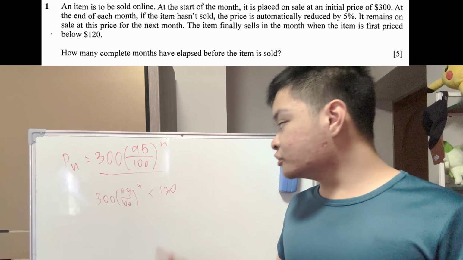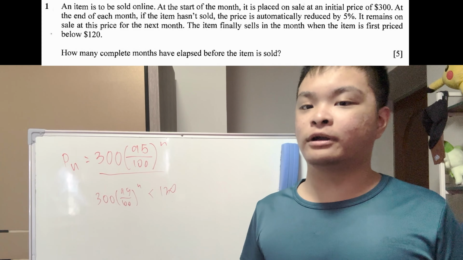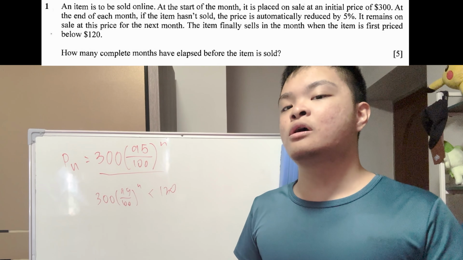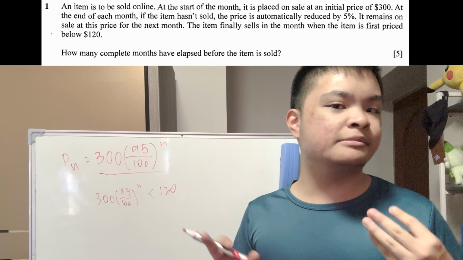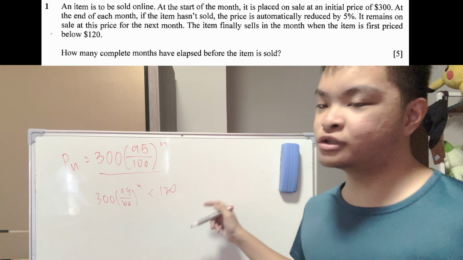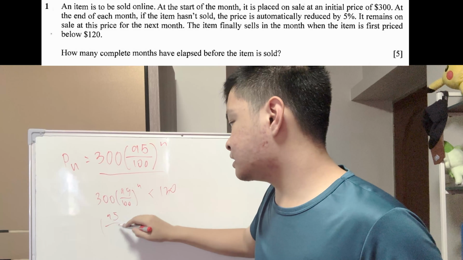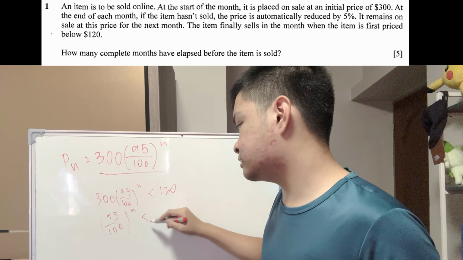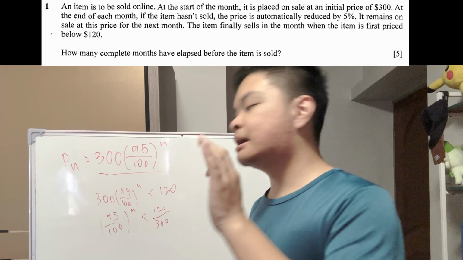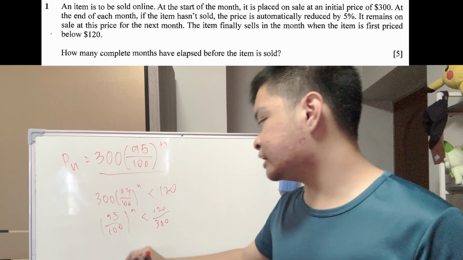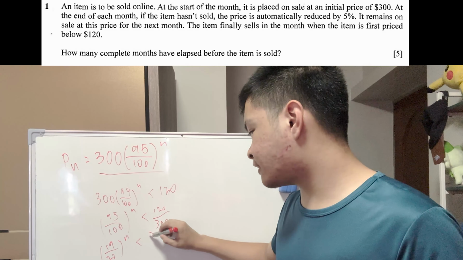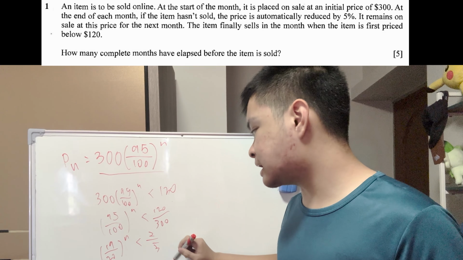From here on out, you might be intimidated by this inequality, but if you notice, whenever we have an inequality, for the most part, we treat it like an equal sign. Only when we multiply or divide by a negative number do we flip it. So for the first part, it's quite straightforward. You divide by 300 on both sides. 95 over 100 to the power of n is less than 120 over 300. Before I do anything, let me simplify this a bit. This is 19 over 20 to the power n, and this is, I believe, 2 over 5. Am I correct? Yeah, I should be correct.